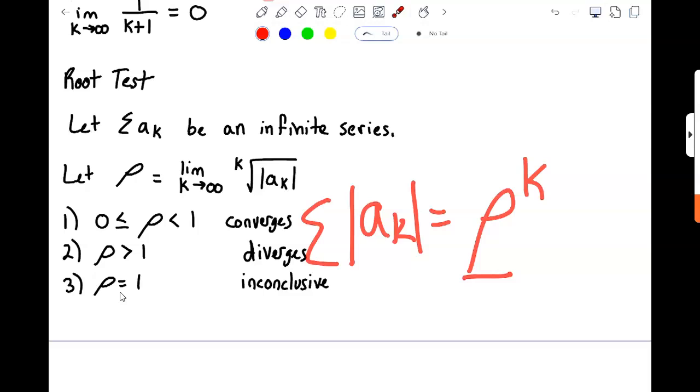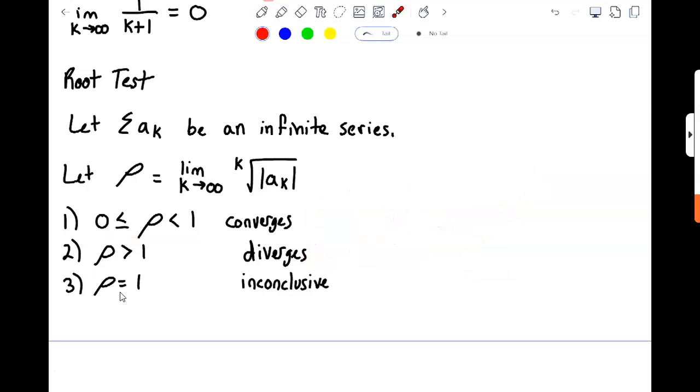So being geometric, we know it converges if rho is between 0 and 1. And so that's kind of the idea behind why the root test works, without filling in all the nitty gritty details. But that's known as the root test, and that's a second way to check convergence.